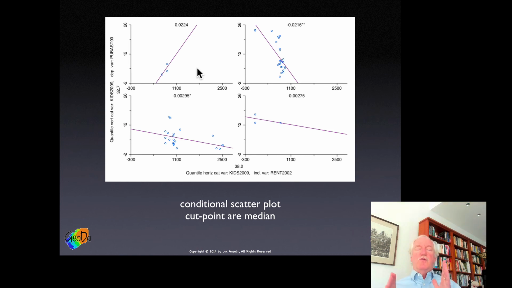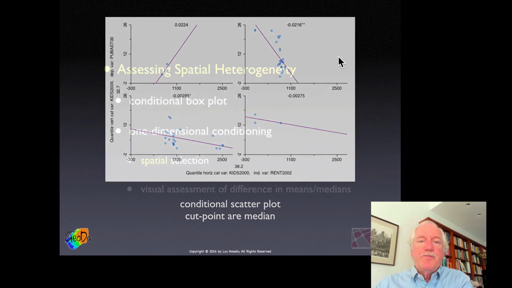What you're trying to do is create subsets of variables that you think might be interacting with the variables of interest. And then if there's no interaction, all the slopes should be the same. If there is interaction, as the suggestion is here, these slopes are very different. So that's the classic example of a conditional scatter plot or a trellis graph.